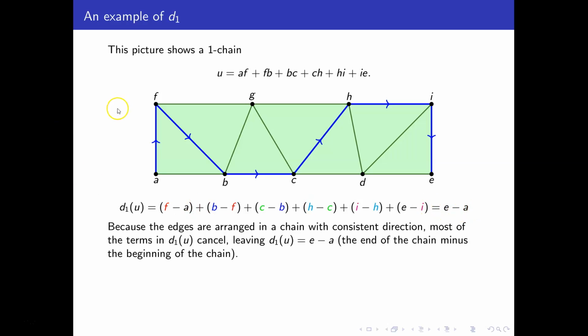And why do we get all this cancellation? It's just because we've got a chain of arrows all following on from each other, arranged in a consistent direction. So this B, for example, occurs with a plus as part of FB, and then as a minus as part of BC, and those cancel out. So that's the way the differential works for this chain of one chains, as we've got in this picture.